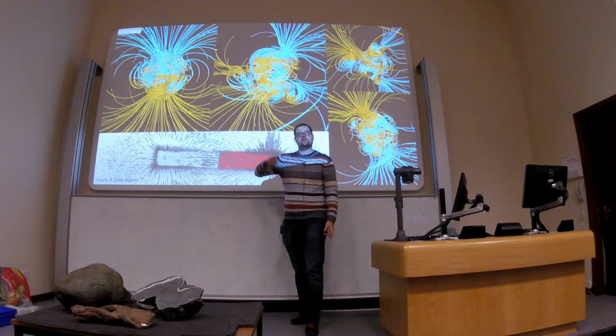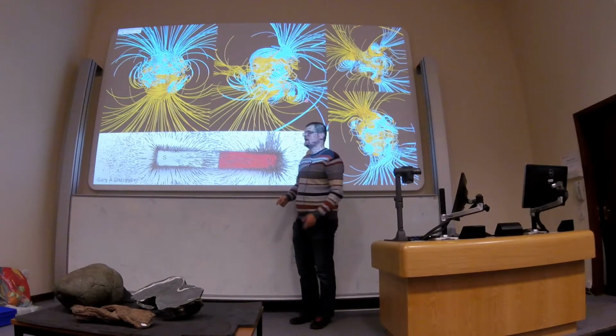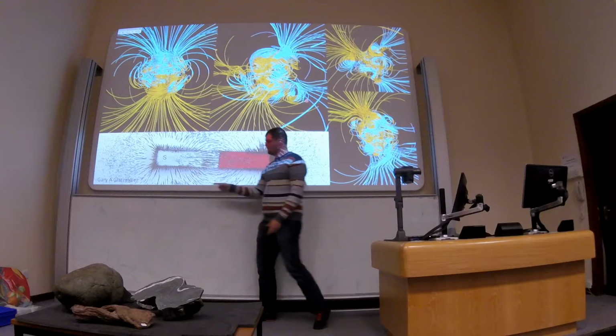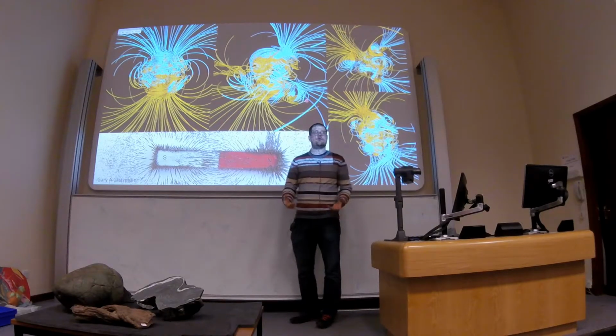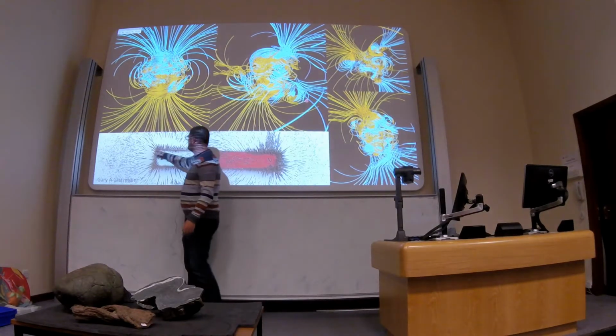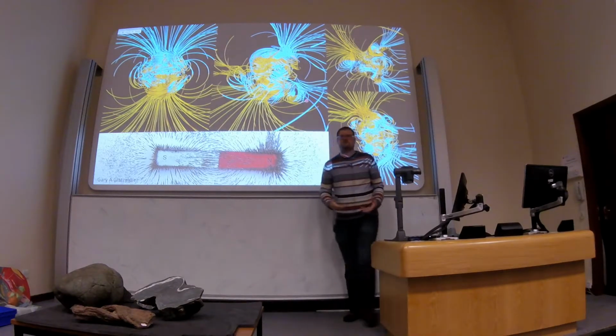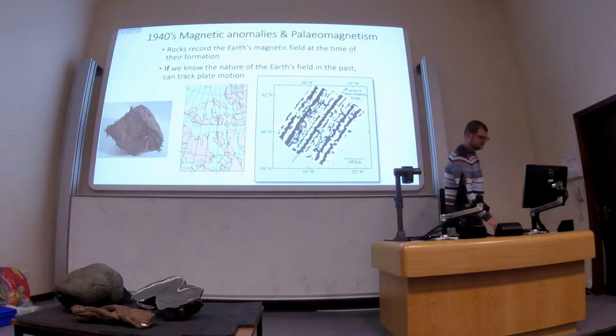Okay, and the amount up and down can tell you where you are on the Earth. If you have a compass that's pointing horizontally, that tells you you're somewhere near the equator. Whereas if you've got a compass needle that's pointing down, that tells you you're somewhere near the poles. So we can use this.